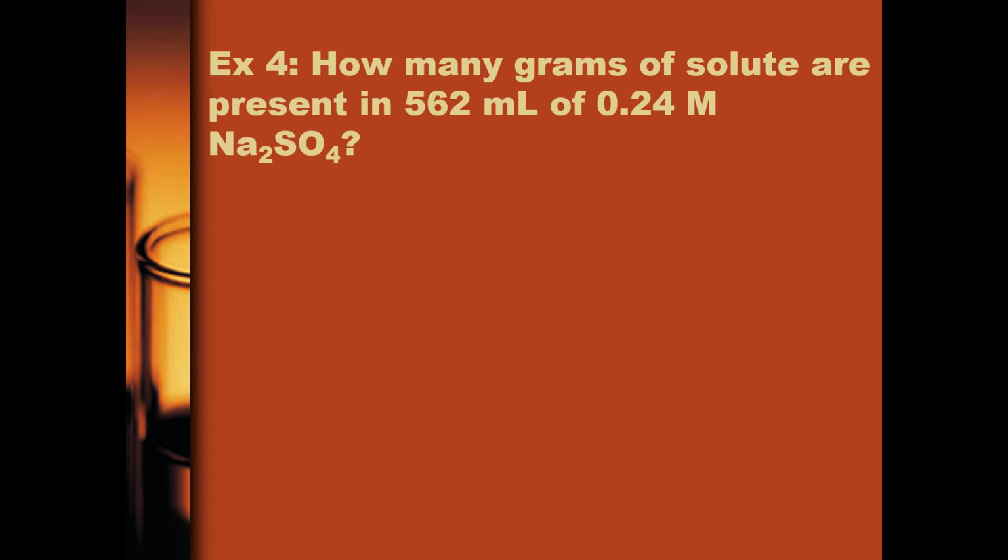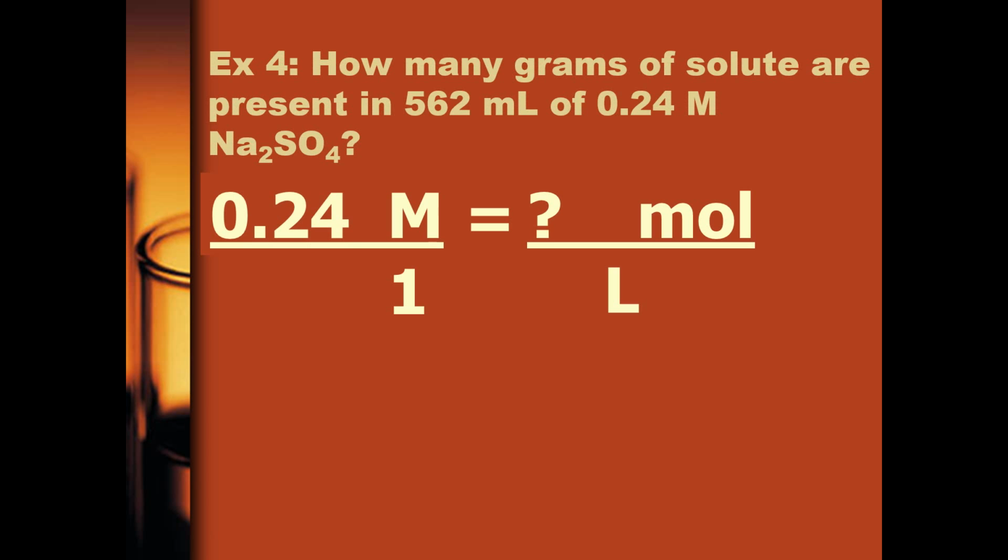Finally, we have example 4. How many grams of solute are present in 562 milliliters of 0.24 molar solution of Na2SO4, which is sodium sulfate? And as we look at this problem, we should notice that we can plug in our molarity. 0.24 molar would go into the molarity position, and we also see a volume here, but the volume again is not in liters. If you want to circle that milliliters, you can, and let's take this decimal place and move it over 3 times, 1, 2, 3, to represent a liters volume.